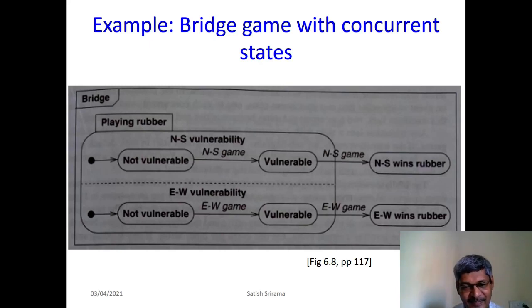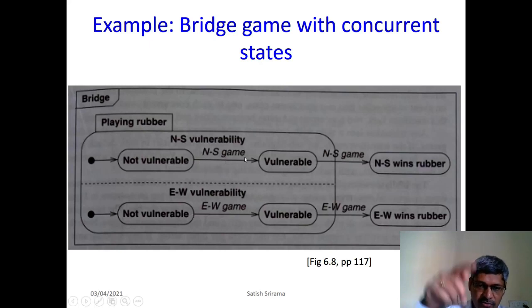The point is, once you win a game, you go to a vulnerable state. You have to win two games in sequence to win the actual game, which is called winning the rubber. That's game terminology. Initially both the north-south and east-west players are in the starting state, not vulnerable.